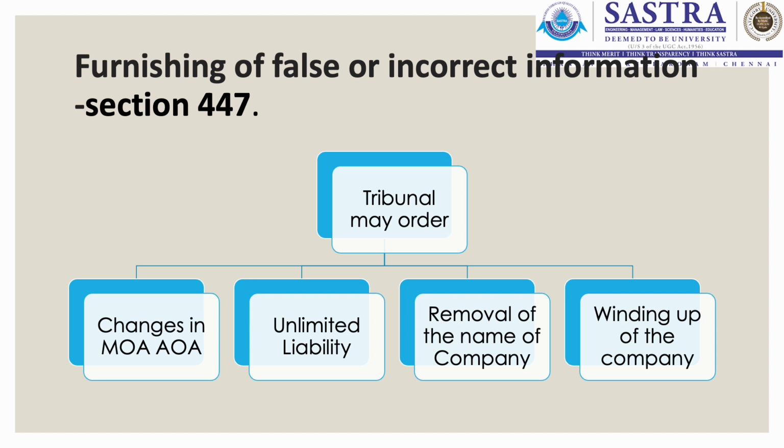The tribunal may order to change the contents of the memorandum of association and the articles of association in order to protect the public interest or to protect the interest of the members or the shareholders or the creditors of the company. They may order to change the liability of the members. They may change the liability from limited liability to unlimited liability. Sometimes they may order the removal of the company name in the register, and at the extreme step they may ask the company to wind up its operation.